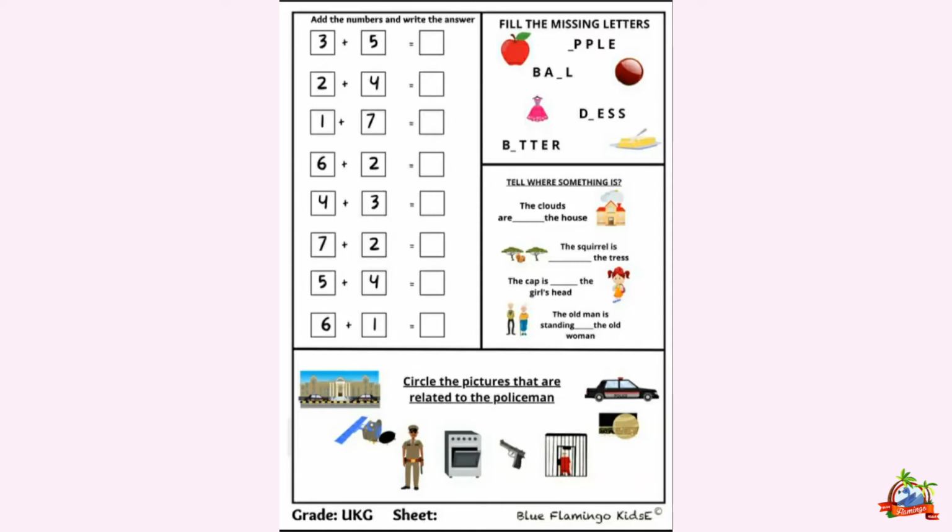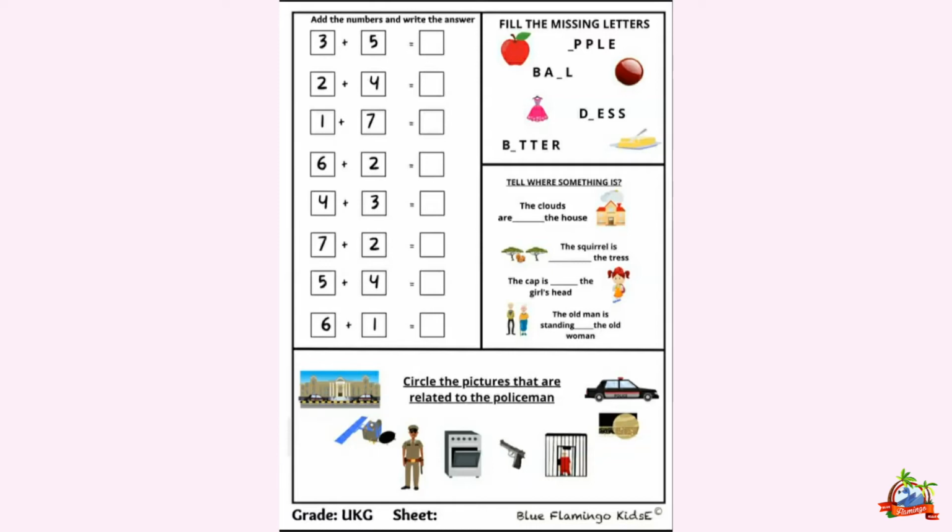See the next question. Tell where something is. What we have to tell is we have to tell the preposition, means position. Position of the object, object का position हमें यहाँ पर बताना है. The clouds are dash the house. Clouds कहाँ पे हैं? House के above हैं, ऊपर हैं. The clouds are above the house.